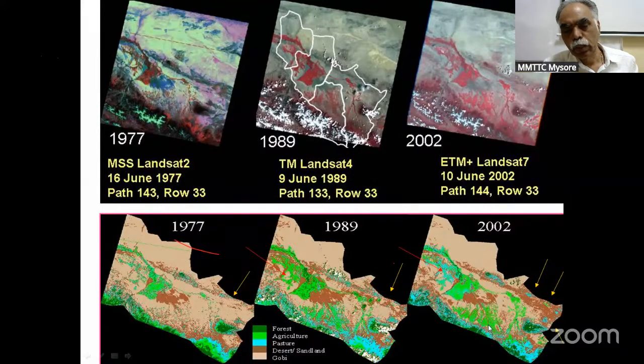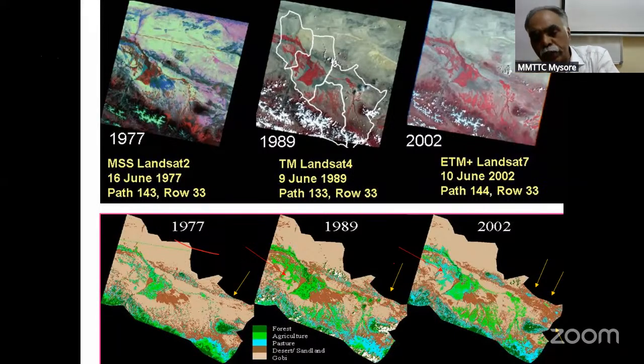and what has happened in 2002. The agricultural land has further increased when compared to 1977 and 1989, and you can find the desert land has shrunk a little bit. Between 1989 and 2002, the desert land has shrunk here, and agricultural land has increased, and there are new patches of agricultural land. It means the government or the people in the region have taken different measures in order to develop their land. So that's how this land has improved from a very bad situation.